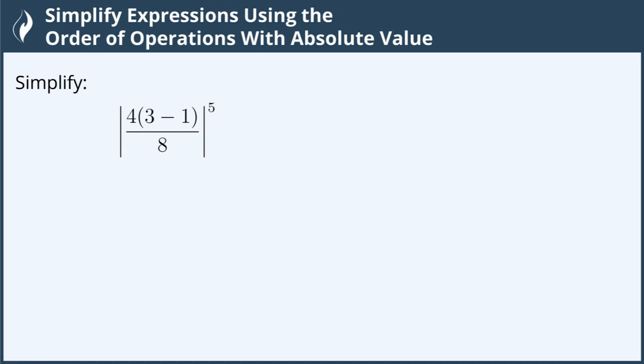Simplify this expression. But before we do that, let's review the order of operations, starting with parentheses, exponents, multiply and divide from left to right, add and subtract from left to right. Some like the mnemonic PEMDAS, taking the first letter of each of those words, or the phrase, please excuse my dear Aunt Sally, taking the first letter of each word in the phrase for the operations in the order they go.